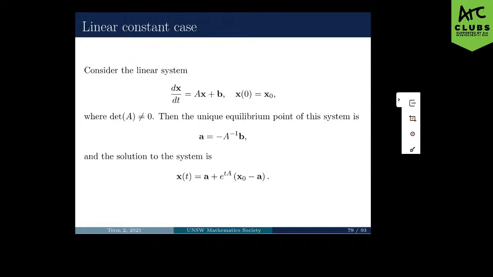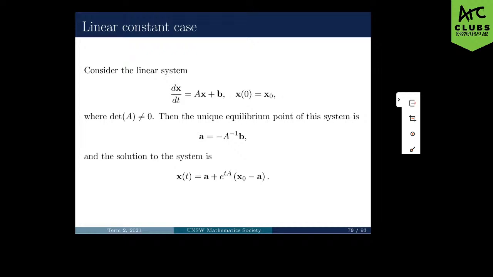In the linear constant case, just as a reminder, it's ax plus b, where a and b are now constants. The equilibrium point of this system is given by minus the inverse of a times b, and the solution to this system is given by this expression here. You don't really have to remember this. We can derive it by using our integrating factor method with matrices.